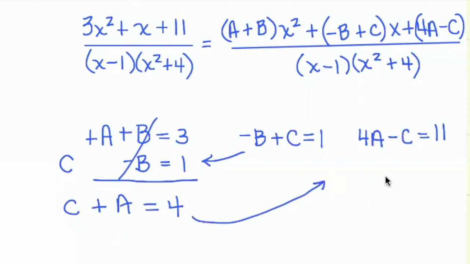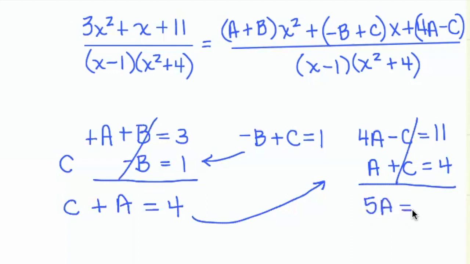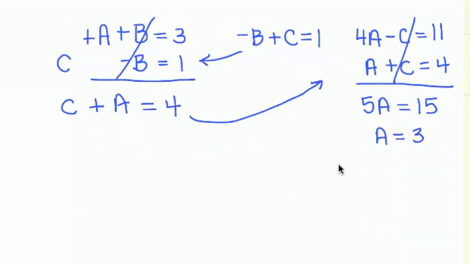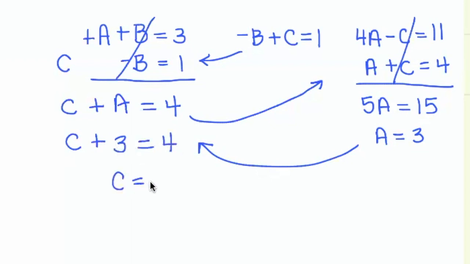If I line up this equation underneath, the a's together, the c's together, and the constant, I can combine these equations to eliminate c. And I find out that 5a is 15, therefore a has to be 3. Now I can just go back to my previous equation. c plus a has to be 4. So c plus 3 has to be 4, meaning c has to be 1.